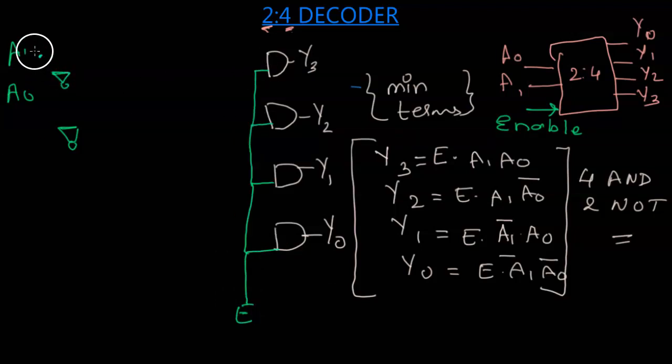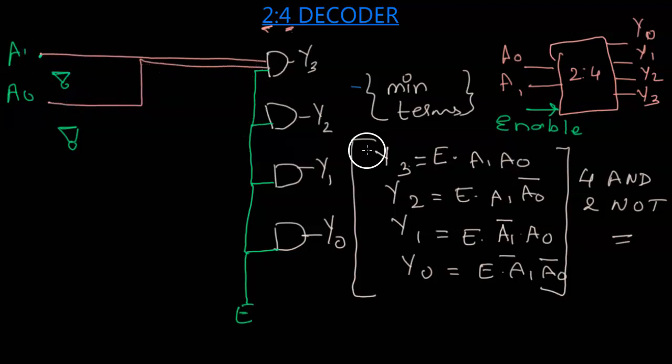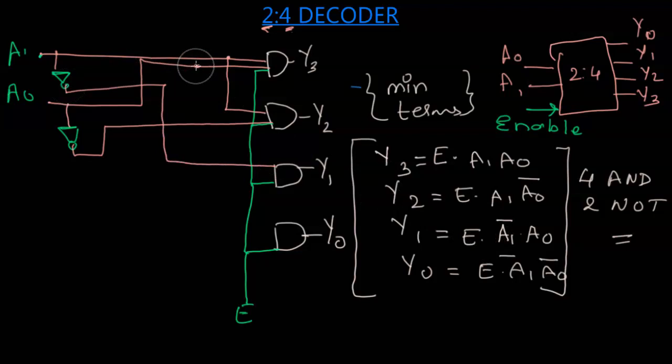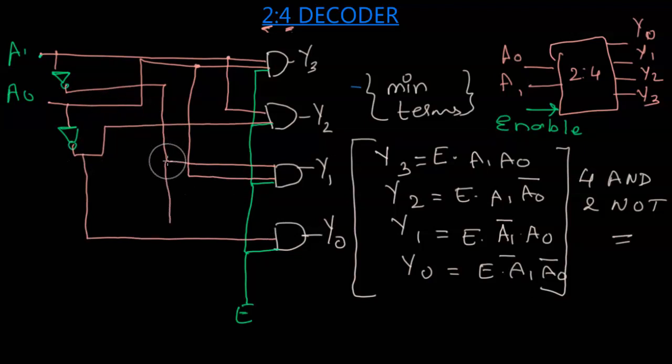And let's draw the input signals. So we have Y3 getting A1 and A0 directly, without the NOTed form. Y2 gets A1 again, so it gets A1 and NOT of A0. Now Y1 gets NOT of A1 and it gets A0 directly. Again, Y0 gets the NOTed form of A1 and A0. So let's connect. This is A0 bar and we have A1 bar here. And that's it. This is our nice and shabby circuit diagram for our 2:4 decoder.